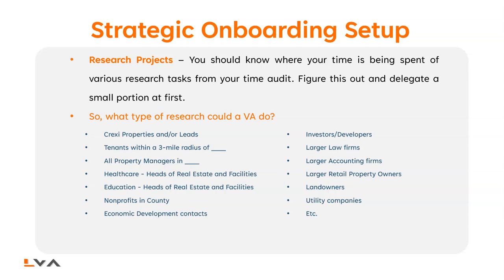Okay. There are other things if you want them to help you with research projects. Research projects are great because this is an easy way to start getting them acclimated to commercial real estate. So you should know where your time is being spent on various research tasks from your time audit. Figure out which ones you're doing and then delegate a small portion of it. And if you're asking the question, what type of research could a VA do? We listed quite a few here.